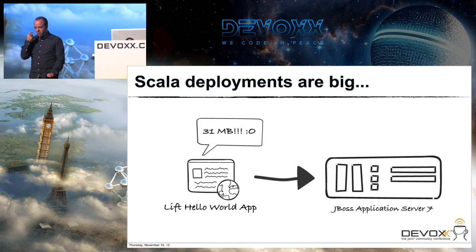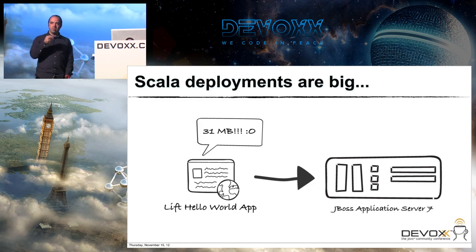Now, what is it that we're trying to do for Scala applications? What is it that I think AS or the JBoss application server can do better? One of the first things I've been looking at is Lift. Lift is a web application framework for the Scala world. And one of the things that is quite curious about Lift is that if you try to deploy the Hello World application, that takes about 31 megs. And you think about it, 31 megs to deploy a Hello World application.